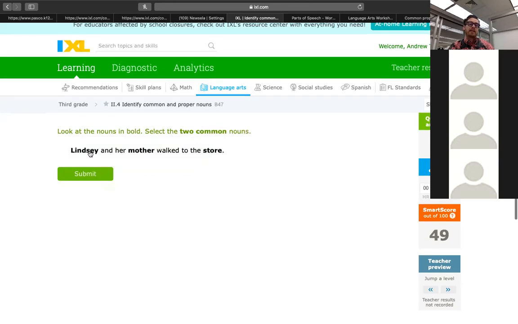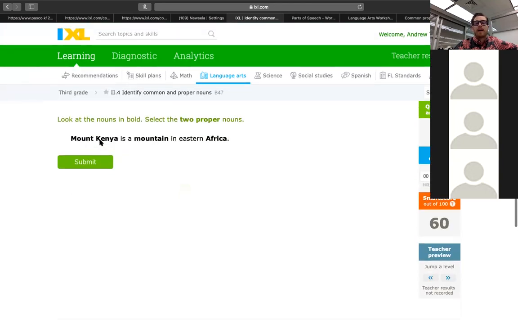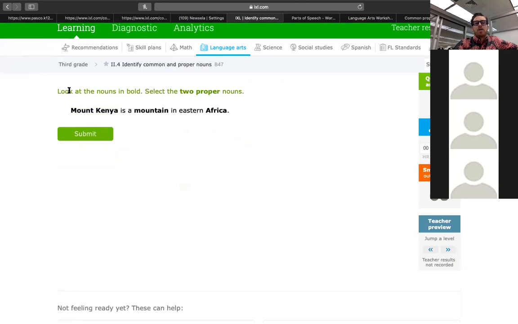Two common nouns. Lindsay and her mother walked to the store. Mother and store. That's right. We're looking at nouns in bold here, and we're looking at the two proper nouns. Aaron and St. Patrick's Day. Because they're capped, which is interesting because our next little lesson is going to be capitalization. You're going to love it. Two proper nouns. Mount Kenya is a mountain in Eastern Africa.